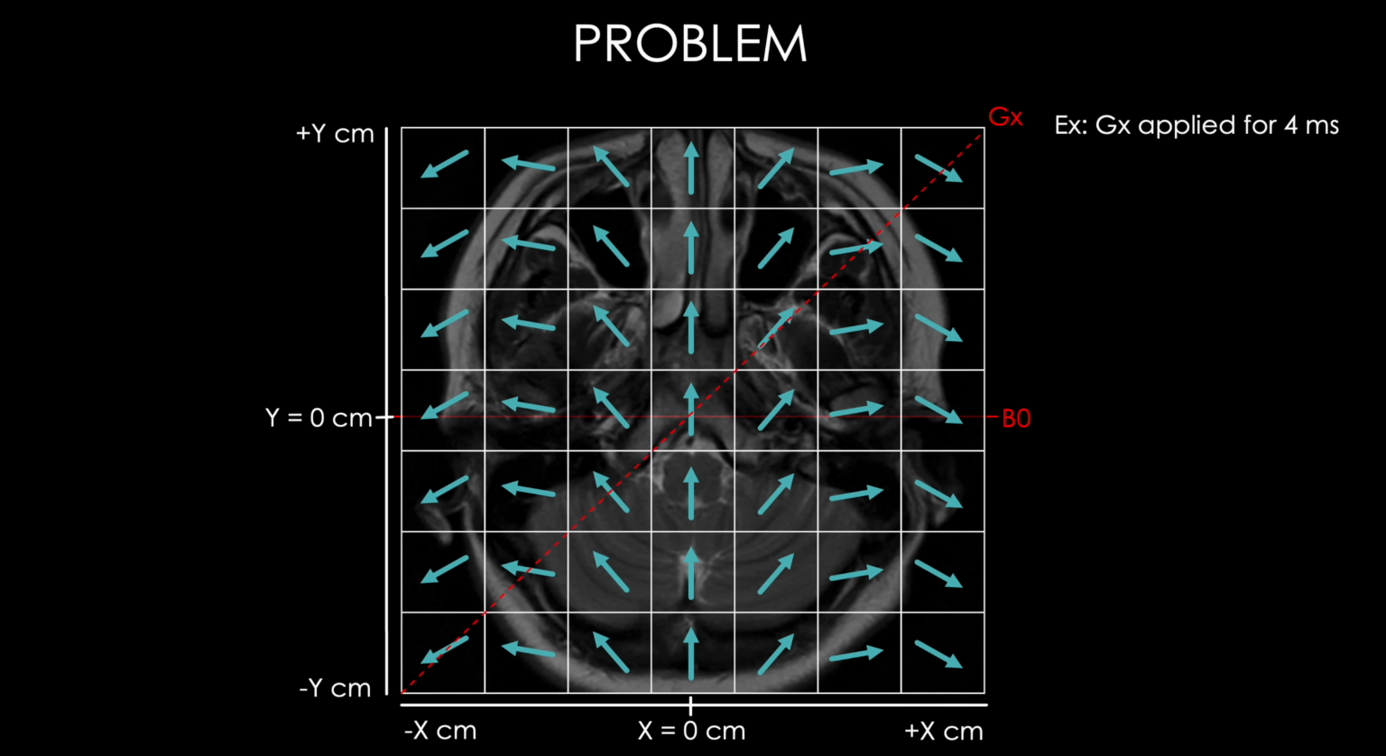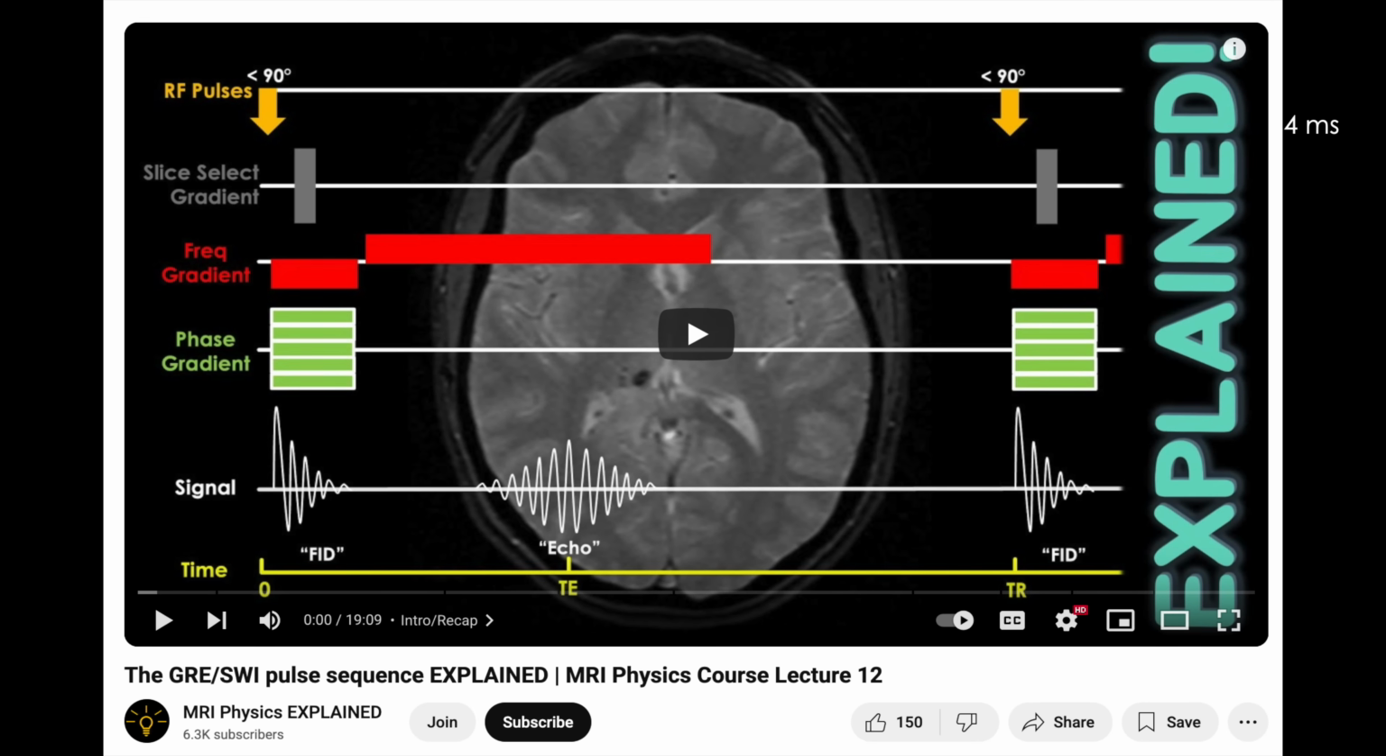So we've established an important relationship. The longer we apply this gradient field across the x-axis, the more dephasing we cause. In fact, if you've been following this lecture series, you may remember we stumbled upon this idea in our Gradient Recalled Echo lecture, and I hinted at the time how profound and important this concept is.